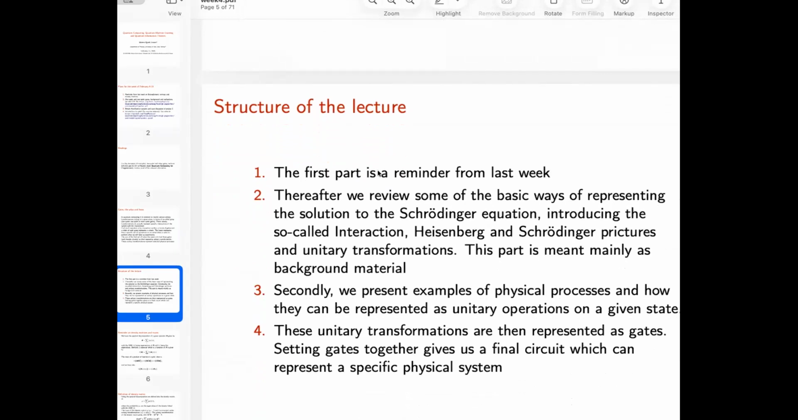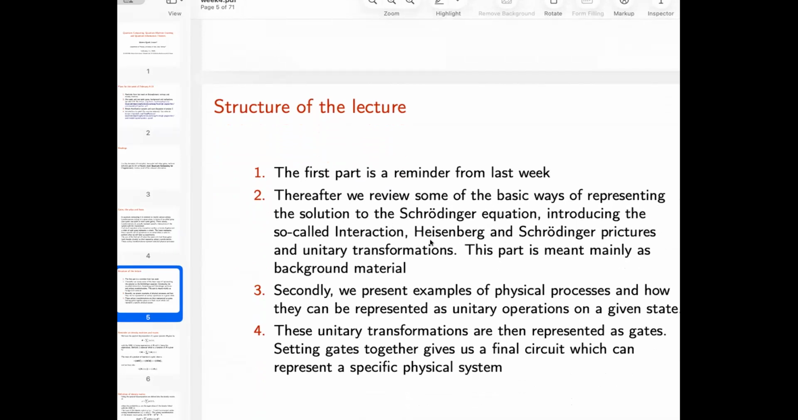The first part is actually a reminder from last week. I wanted quickly to remind you about these technicalities about entanglement, density matrices, and say something about the Schmidt decomposition, which is also used as a technicality to study entanglement. And then we are going to remind ourselves of some of the basics of the solution of Schrödinger's equation in terms of unitary transformations.